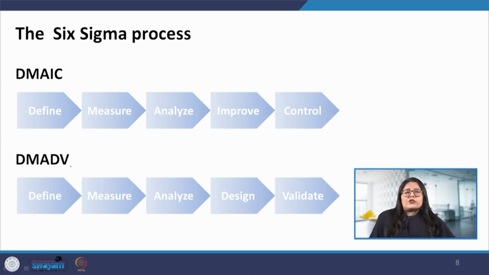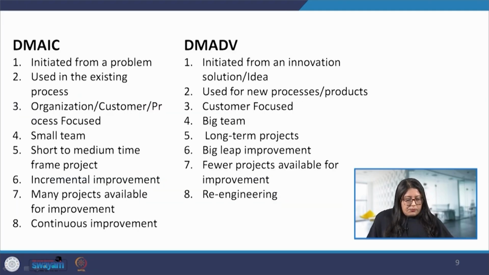In the second approach, which is for newer products or processes, we again define, measure, analyze, and then we design or make the prototype and then validate it or test it out to see if it is working as expected or if there are some challenges. So, here we can see the broad differences between the two approaches, where DMAIC is initiated from an existing problem and DMADV is initiated from an innovation or an idea.